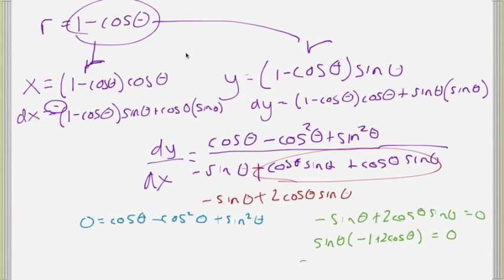So then this is going to work where either sine of theta is equal to 0, which would be 0, pi, and 2 pi, or where negative 1 plus 2 cosine of theta is equal to 0, which would be where cosine of theta is 1/2. Cosine is adjacent over hypotenuse, so 1 over 2, and next to the 1 is the 60 degrees or the pi thirds angle. But we have to find which quadrants this is talking about.